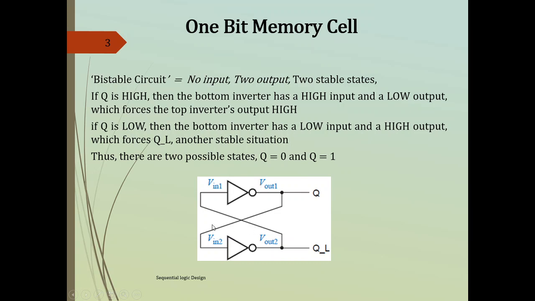this particular circuit. Now if we consider Q is equal to high, then the bottom inverter has a high input and it has a low output, which forces the top inverter output to be high. If we consider another case, if Q equal to low, then the bottom inverter has a low input and it has a high output, which forces Q equal to 0. Thus there are two possible states, either Q equal to 0 or Q equal to 1.